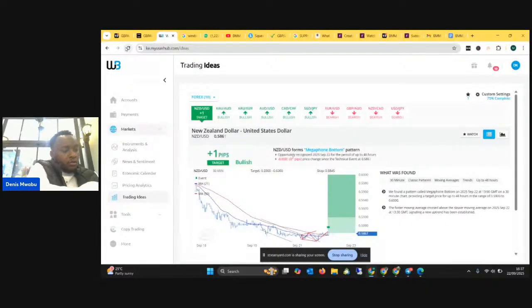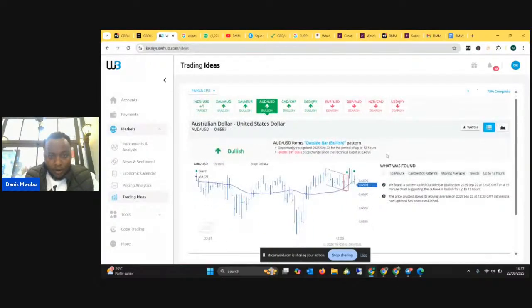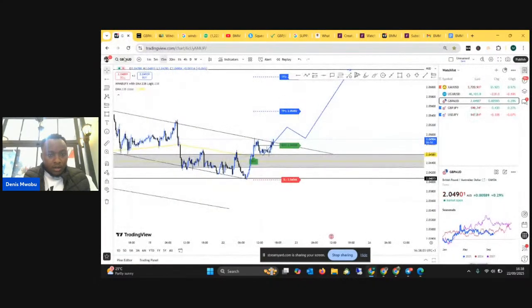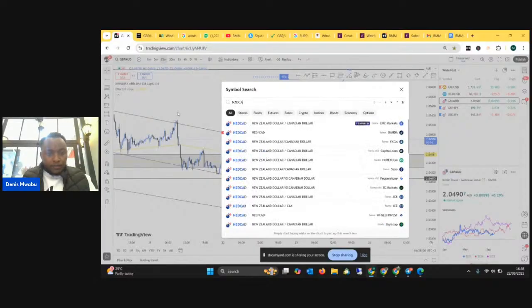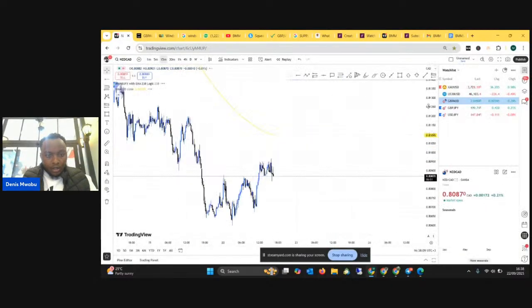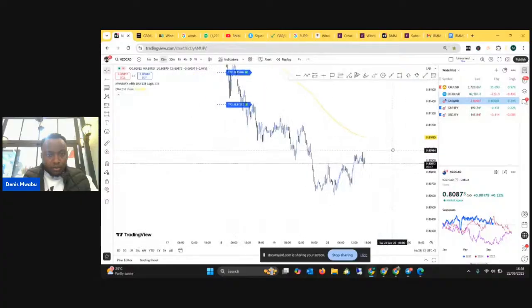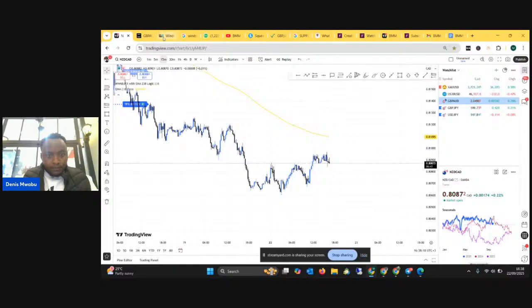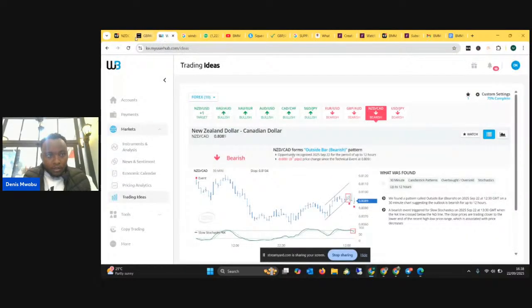So you can see we have a Euro USD somewhere, we have an AUD USD somewhere, so we can check up on it. AUD USD here. I want trades that are on overbought oversold zones. NZD CAD. Let me see NZD CAD. Those are the trades that I want, and they are in overbought oversold zones. NZD CAD, 30 minutes.